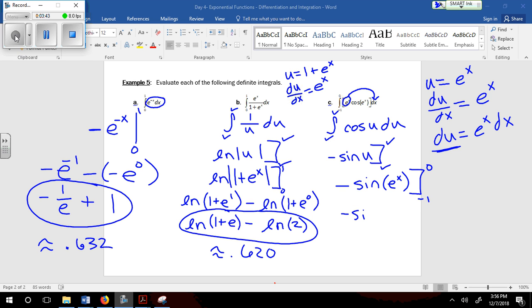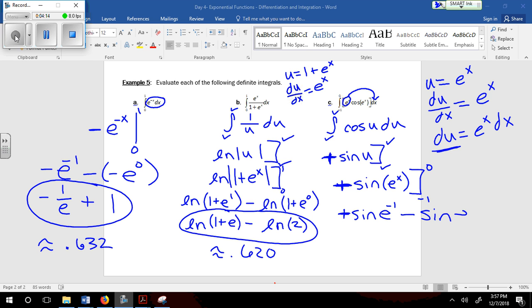So negative sine e to the negative 1 minus a negative sign, so it ends up being plus. Actually, you know what? I messed up. It's a positive sine. Sorry. Positive sine. And so this is going to be minus. Minus, there we go. But I caught my mistake.